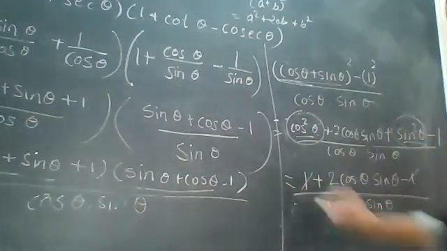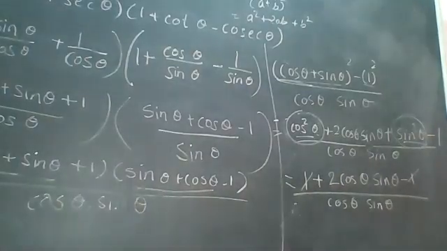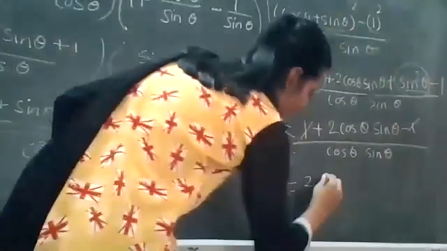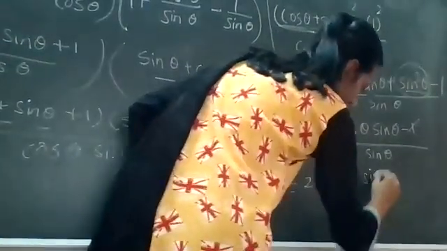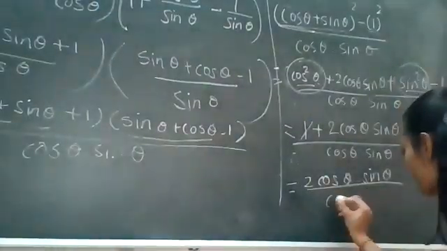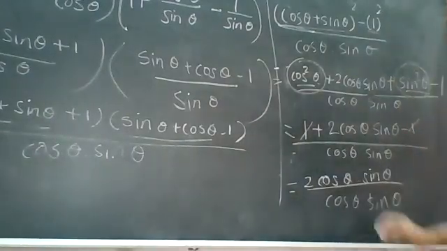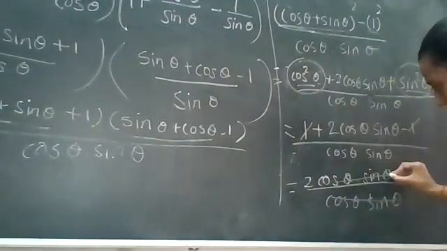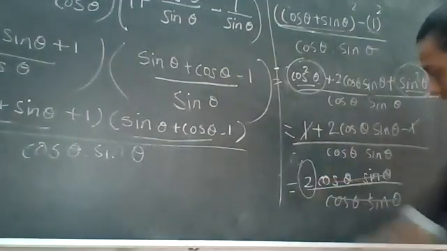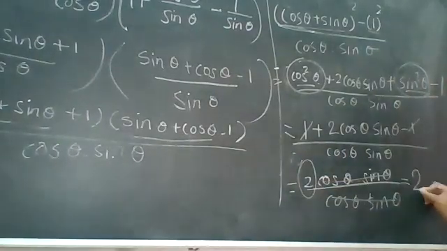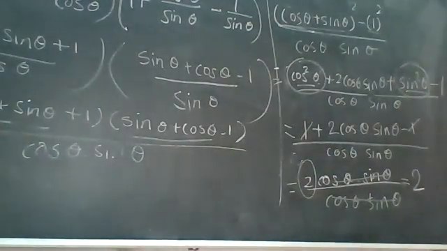Will we cancel it out? Right? So what will be remaining? 2 cos theta into sin theta upon cos theta into sin theta. So this cos theta and sin theta will be cancelled out and the remaining answer is your 2. So our answer will be 2. Okay? Understood everybody?